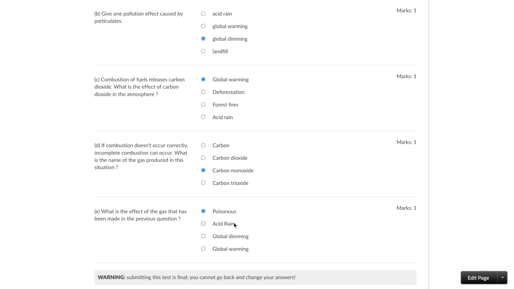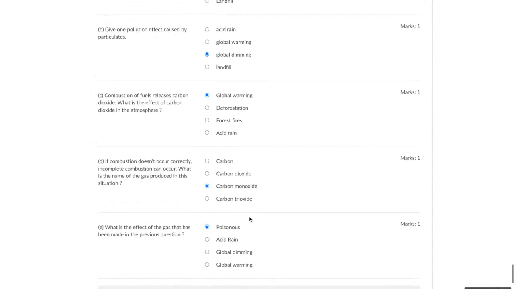Okay, as we've said previously, acid rain is sulfur dioxide, global dimming is the solid particulate, and global warming is due to carbon dioxide. Okay, so carbon monoxide has a much more direct effect on us in the sense of it's poisonous to our red blood cells and stops them carrying oxygen around the body. So it's a very quick run through of the answers there.